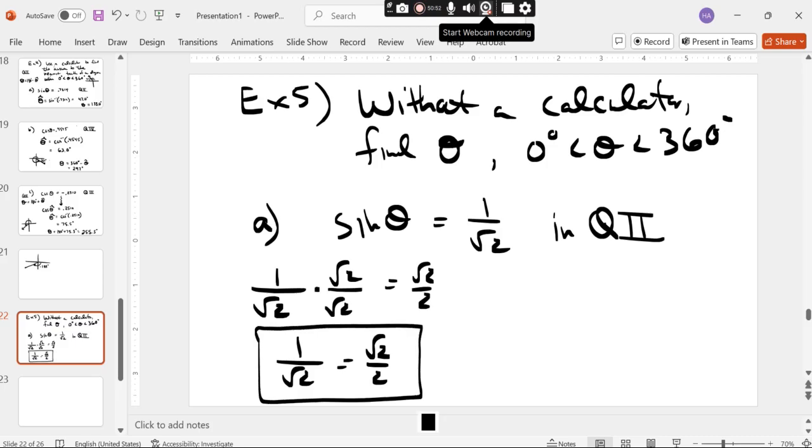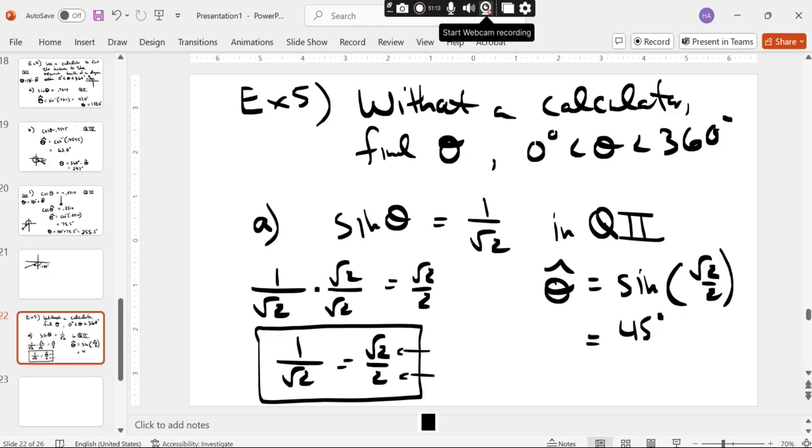And is it sine 60? I'm looking for this. Is that 60 or is it something else? It's 45. So we say theta hat is equal to sine inverse of root 2 over 2. The reference angle is 45 degrees, but we don't want the reference angle. We want the exact answer in quadrant 2. The equation is 180 minus theta hat. In this case, 180 minus 45 is 135, and we are done.